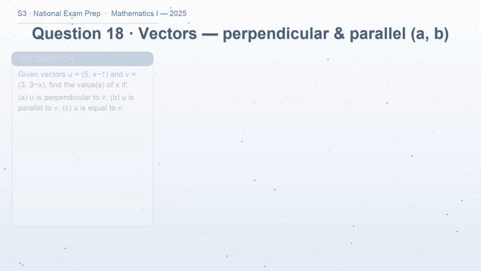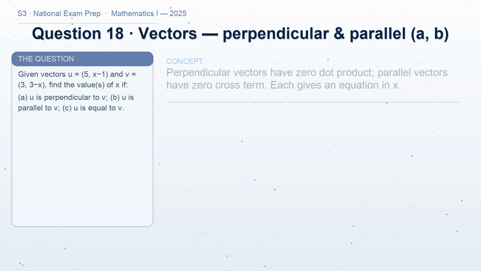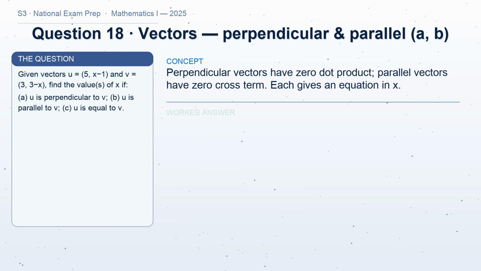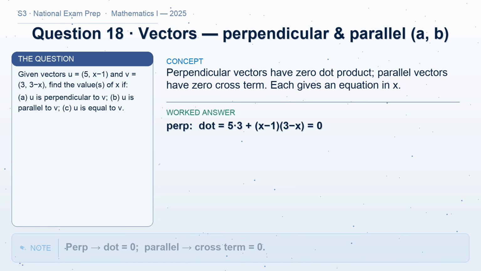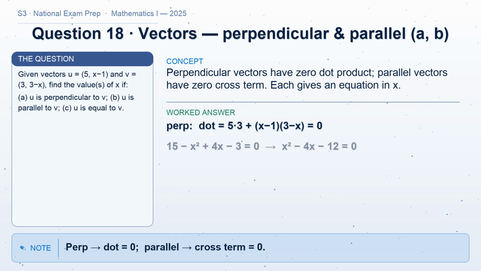Question 18. The vectors are u equals 5, x minus 1, and v equals 3, 3 minus x. Part A, perpendicular. 2 vectors are perpendicular when their dot product is 0. The dot product is 5 times 3 plus x minus 1 times 3 minus x. That gives 15 minus x squared plus 4x minus 3, which tidies to x squared minus 4x minus 12 equals 0. Factoring, x minus 6 times x plus 2 equals 0, so x is 6 or minus 2.